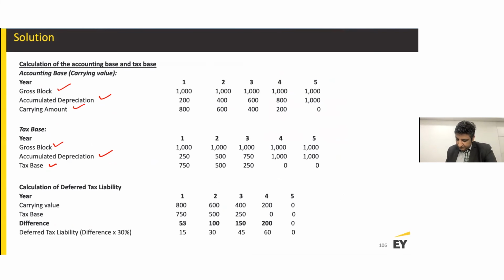And the taxable temporary difference is 50, 100, 150, 200. And of course, it reverses entirely at the end of year 5. And my deferred tax liability is calculated at 15, 30, 45, 60, and eventually it becomes 0. All right. Thank you very much.